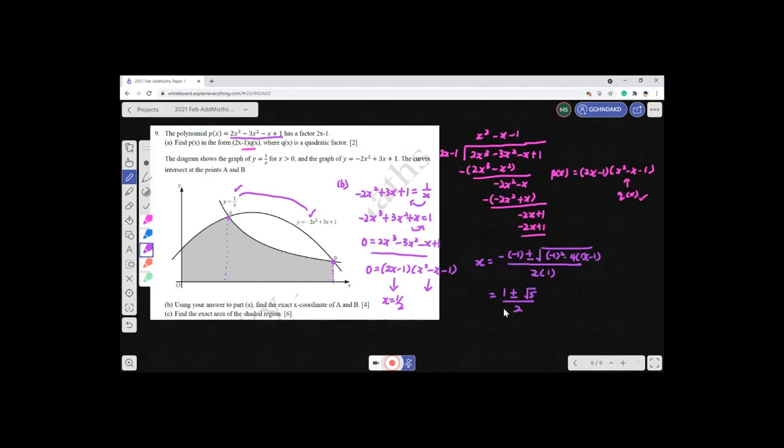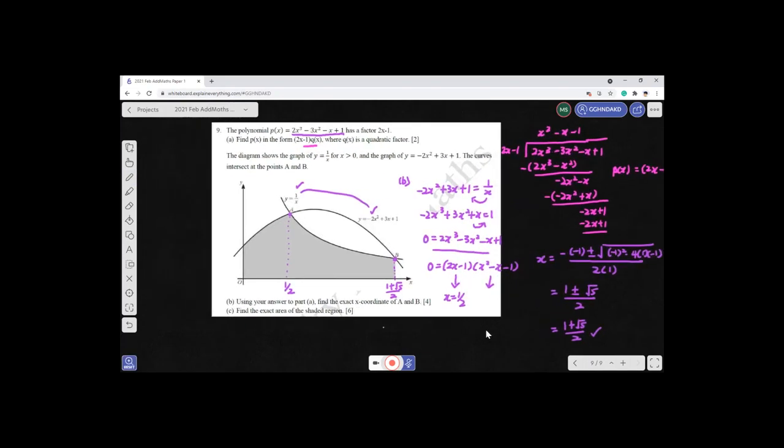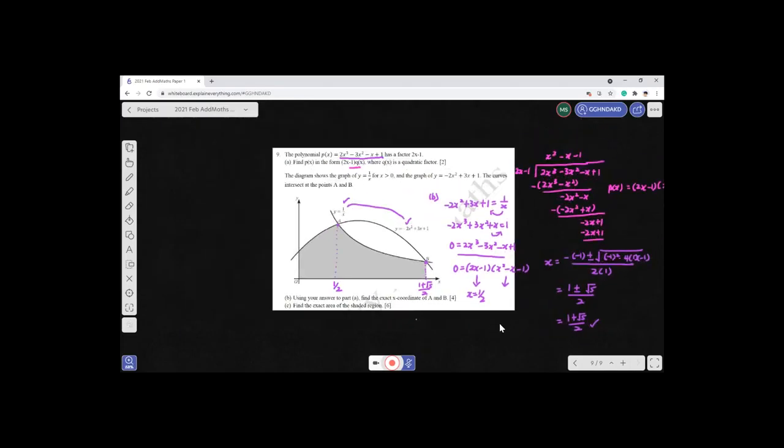For sure, you cannot take the negative answer, because B and A are both positive. So you don't take the negative answer, you only take the positive answer here. So for the B, it will be 1 plus square root 5 over 2. If you press calculator, the decimal is higher compared to here, this is 1 over 2. Okay, so that's the way you find the answer for x.